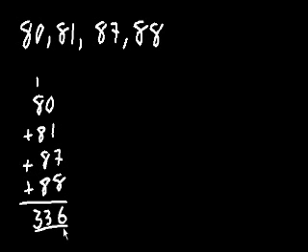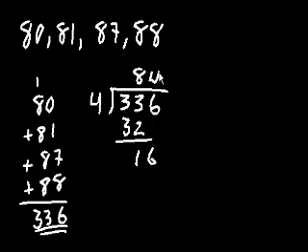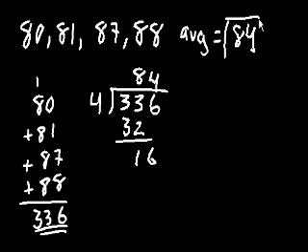And now we divide this number by 4. 4 goes into 336. It goes into 33 8 times. 8 times 4 is 32. 33 minus 32 is 1. Bring down the 6, 16, 4 goes into 16 four times. So the average is equal to 84. So depending on what school you go to, that's either a B or a C. So far, my average after the first four exams is an 84.